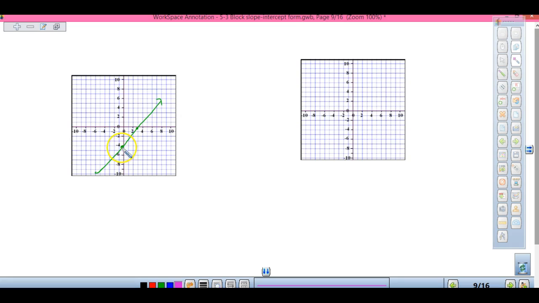Okay, so we need to find our slope. What's my rise? 4. What's my run? 3. So my slope is 4/3. My y-intercept is negative 4. It's where it crosses the y-axis. So my equation is y equals 4/3 x minus 4.